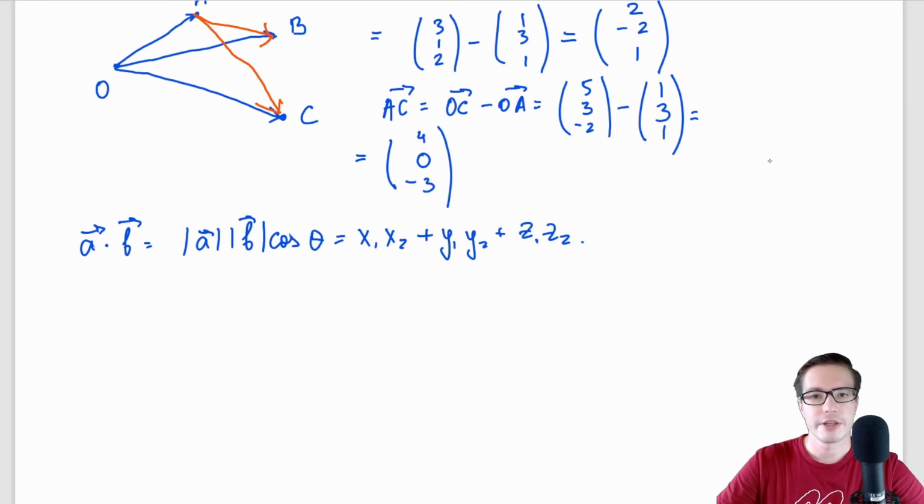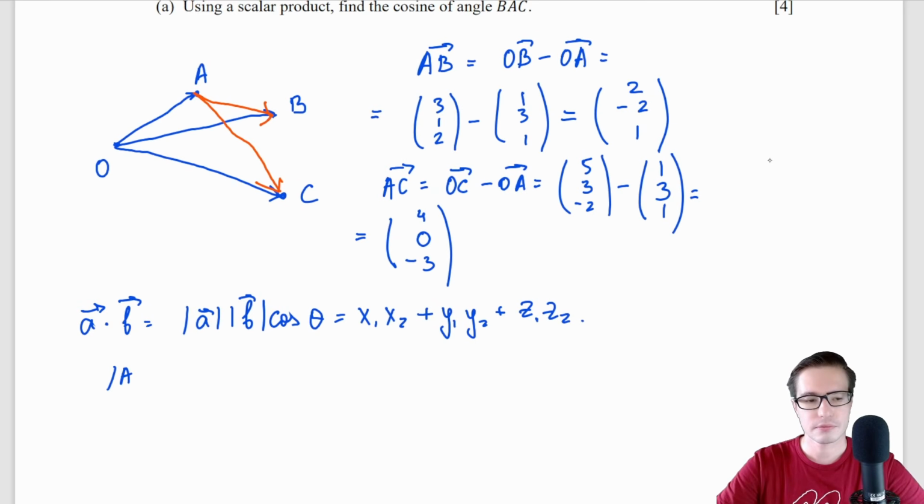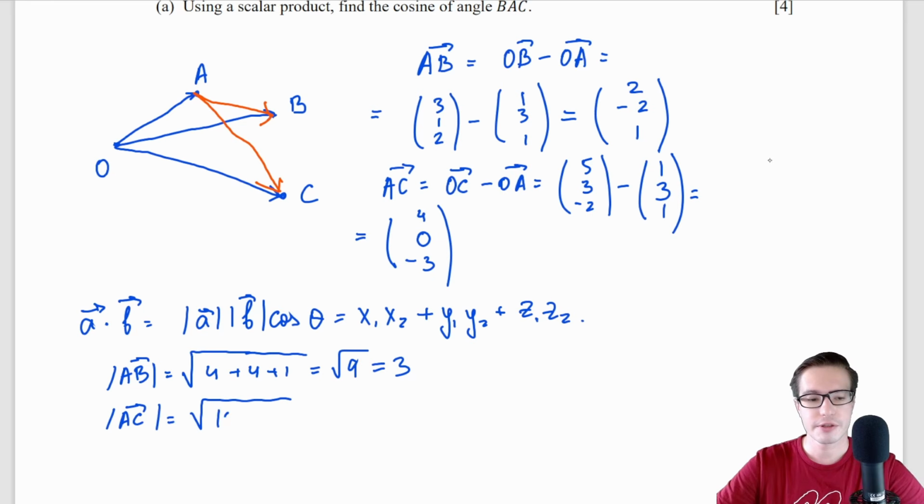Alright, let's calculate the magnitude of the first vector. That was AB. And that's going to be the square root of 2 squared is 4, minus 2 squared is 4 again, 1 squared is 1. So it's the square root of 9 or 3. And vector AC will give us the square root of 16 plus 0 plus 9. It's the square root of 25, or that equals 5.